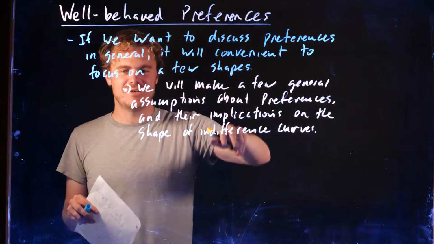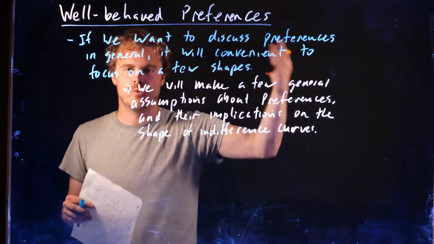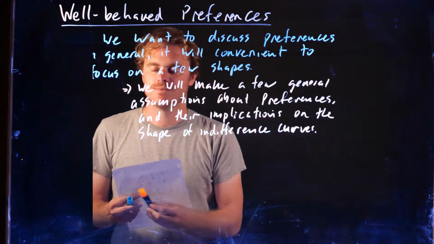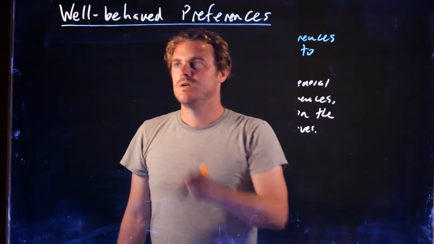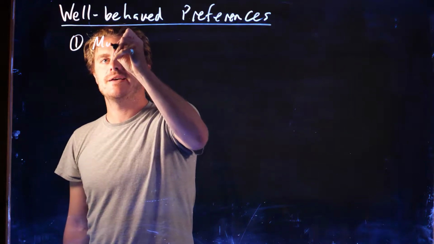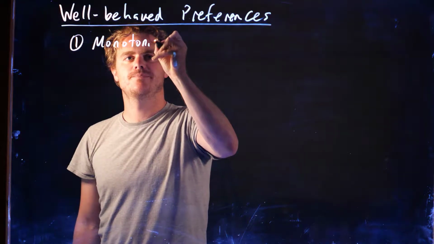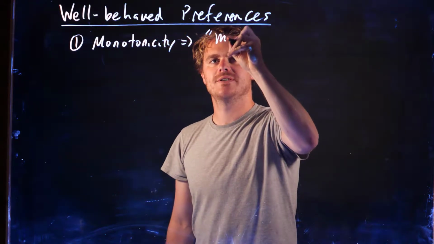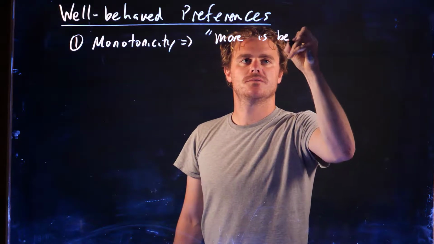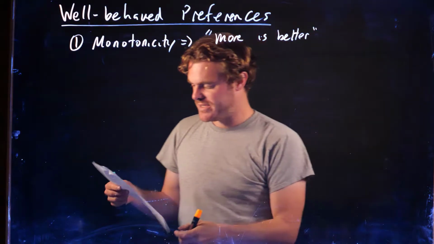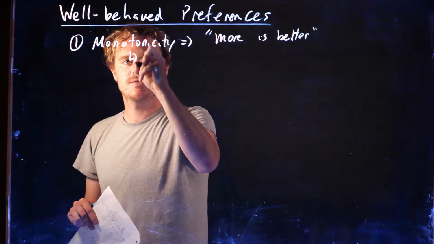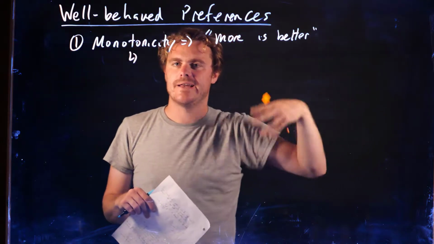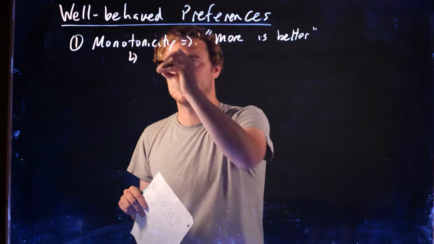All right, so that's what we're going to do now. So I'm going to erase this and we're going to go through the different assumptions and talk about what that means for the shape of the indifference curves. So the first assumption we're going to make is this idea of monotonicity. I'm going to put this in layperson's terms. You might say more is better. So this is the first assumption we're going to make. Let's be a little bit more concrete with it.